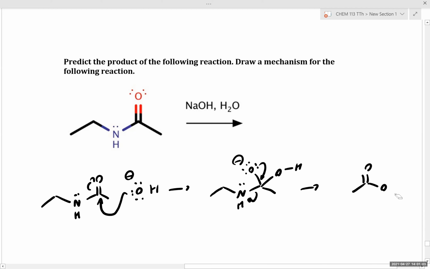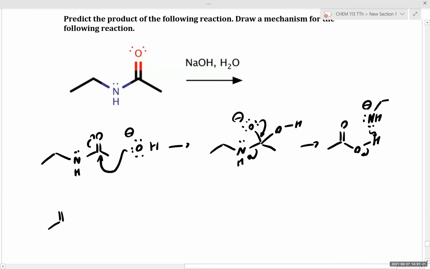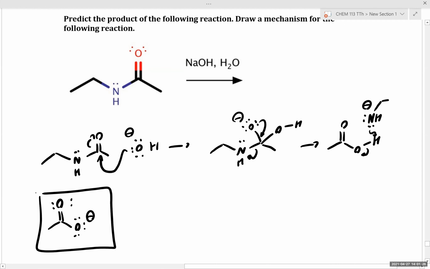That gives us our carboxylic acid, which under the ambient reaction conditions will immediately get deprotonated by our amide anion. And that gives us our carboxylate salt. Does this mechanism make sense to everyone?